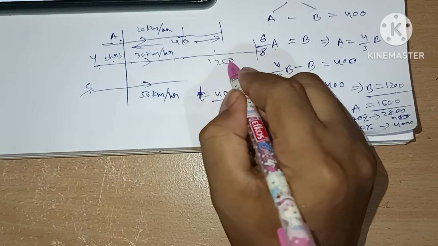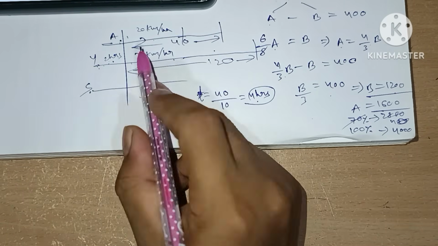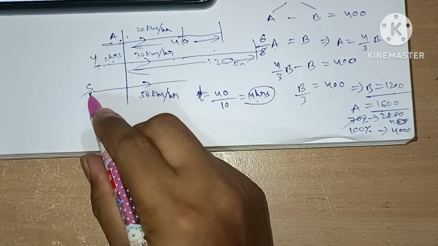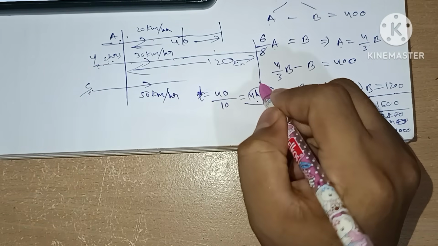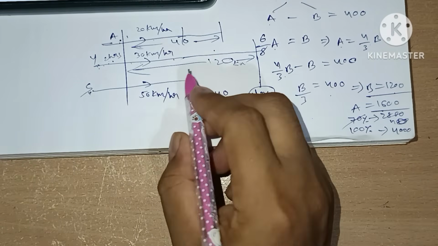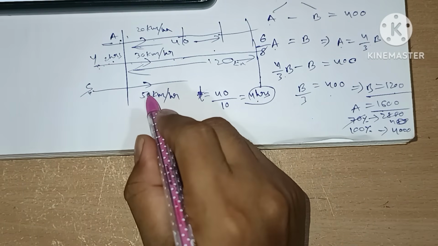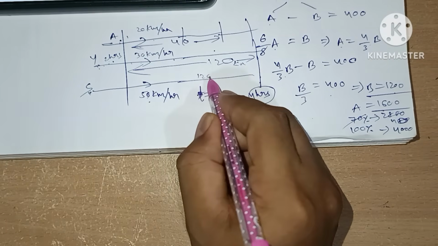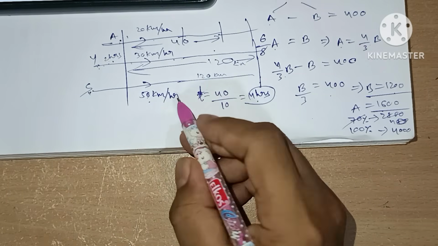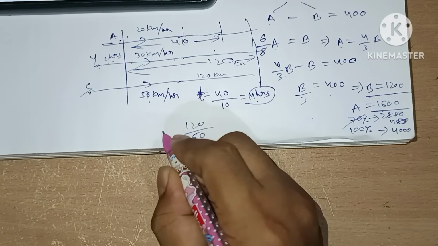After traveling 120 kilometers, Yogesh overtakes Ajay. So at the same 120 kilometers, Sudhir also overtakes Ajay. Sudhir's speed we know is 50 kilometers per hour. The distance he needs to travel is 120 kilometers. So what is the time taken by Sudhir to travel 120 kilometers? 120 divided by 50 will be the time for Sudhir.